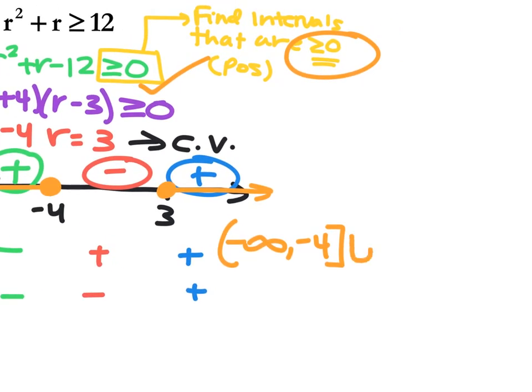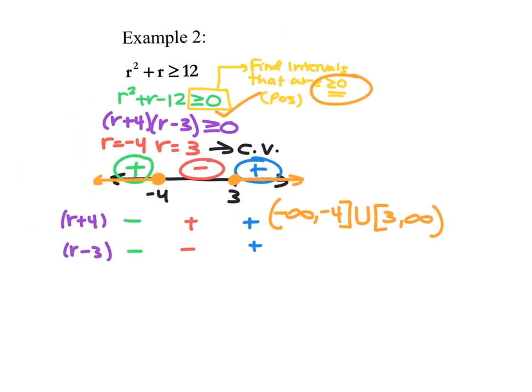And that's in union with 3 to infinity. Bracket on the 3. Parenthesis on the infinity. And that is it. That's your answer. Ta-da! Next one.